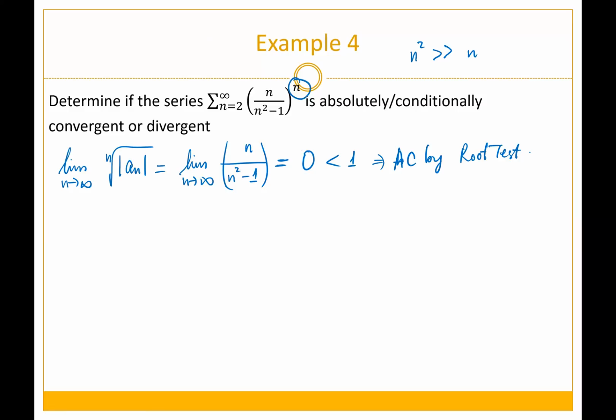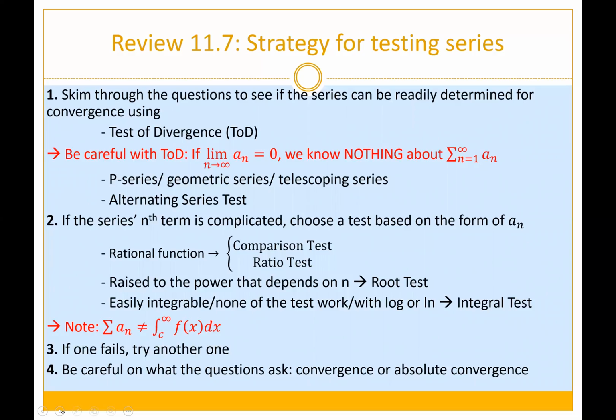So it's pretty self-explanatory. I'll go to 11.7, strategy for testing series. This is where we actually put everything together. When you're given a series, this is a systematic thing that you're going to follow to try to test the convergence of that series.